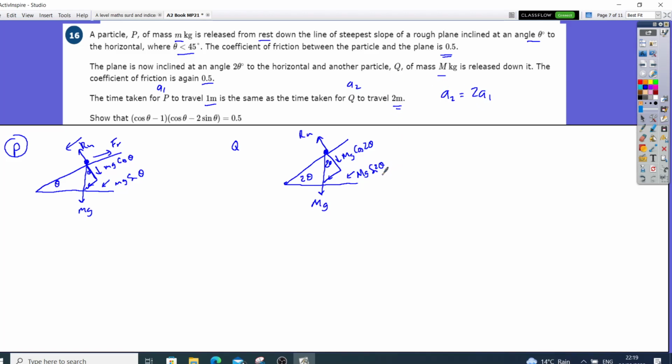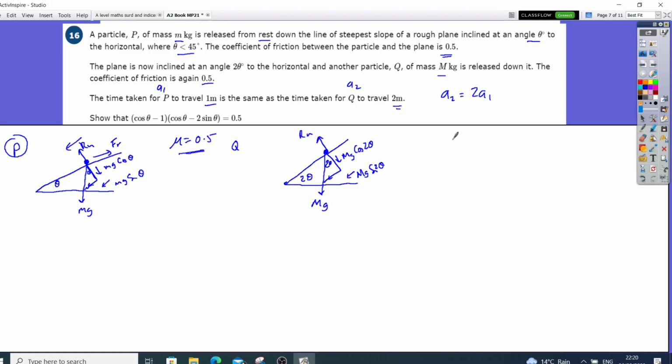I think I'm ready to go now. We can try to work out what the acceleration is. So what do we have on this one so far? Before we start, the coefficient of friction between the plane and the particle is 0.5, so mu in each case is going to be 0.5.